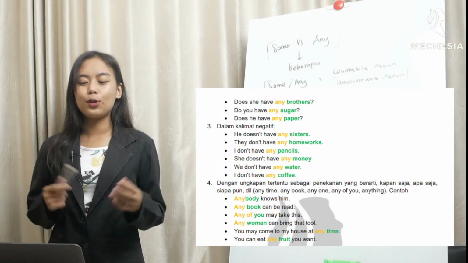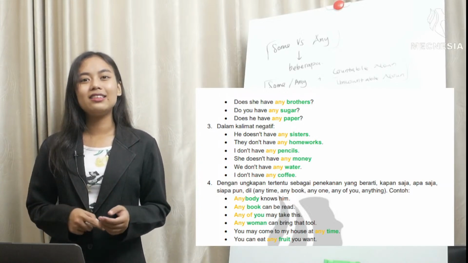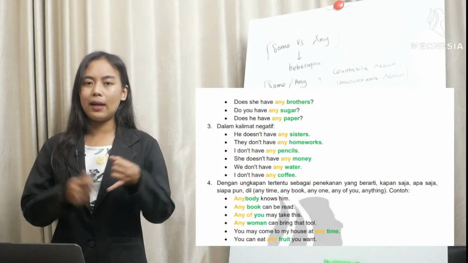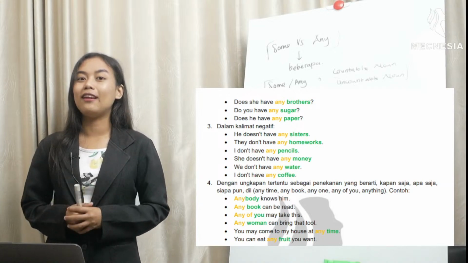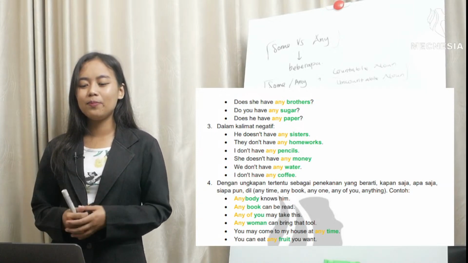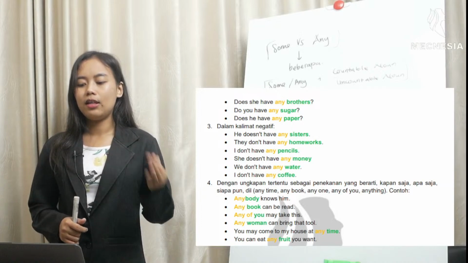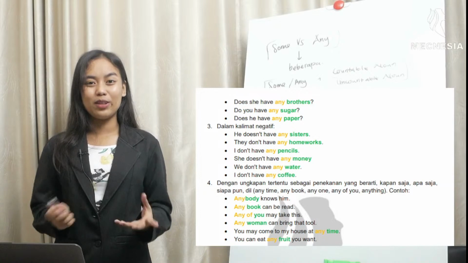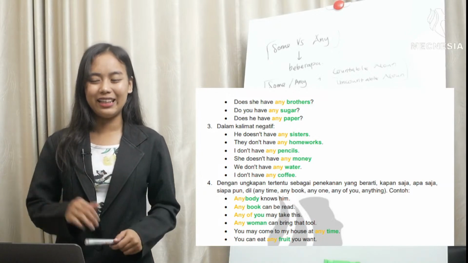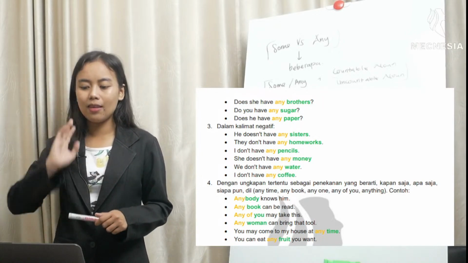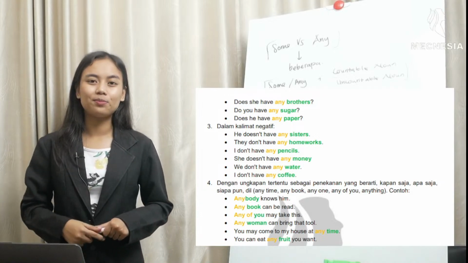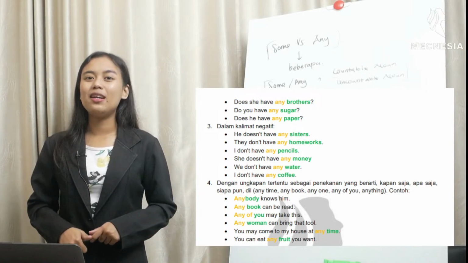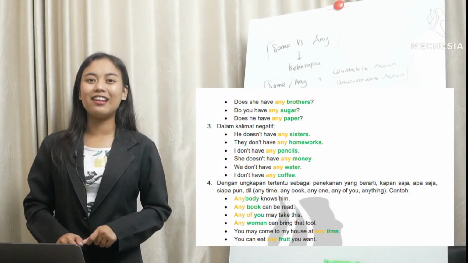Aku nggak punya kopi. Next, any juga bisa digunakan dengan ungkapan tertentu yang berarti kapan aja, apa aja, siapapun, dan lain-lain. In English, we call it anytime, any book, anyone, any of you, and anything. Let's take a look to the example sentence. Mari kita perhatikan contoh kalimatnya. So the first kita punya, anybody knows him. Siapapun kenal dia.